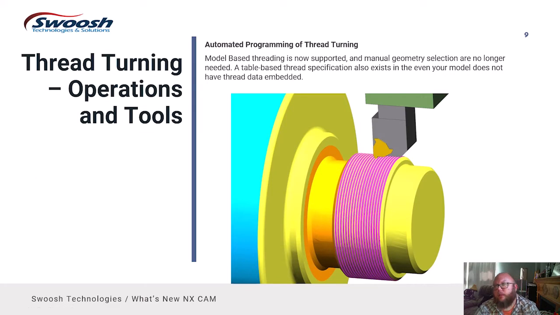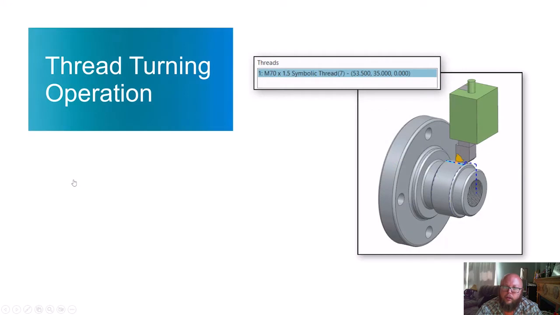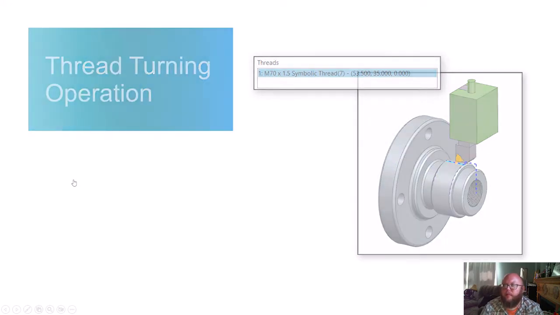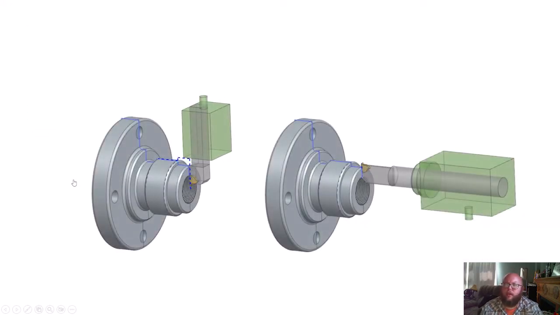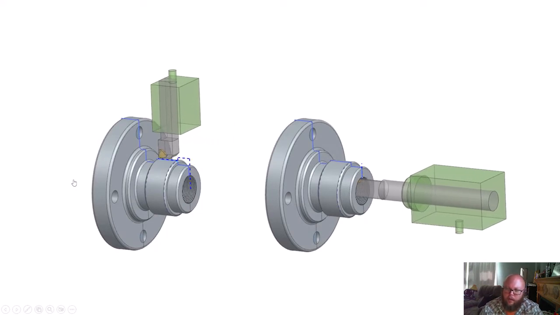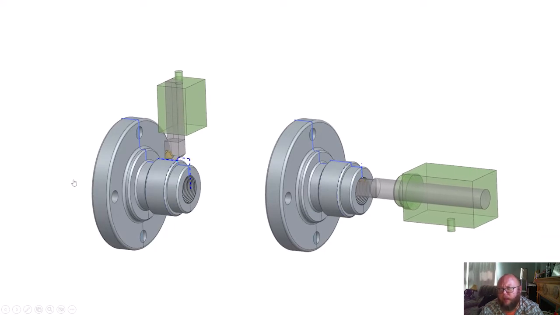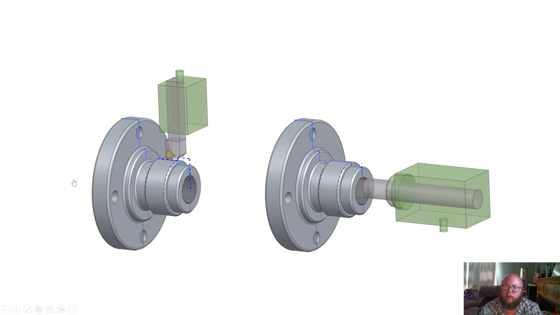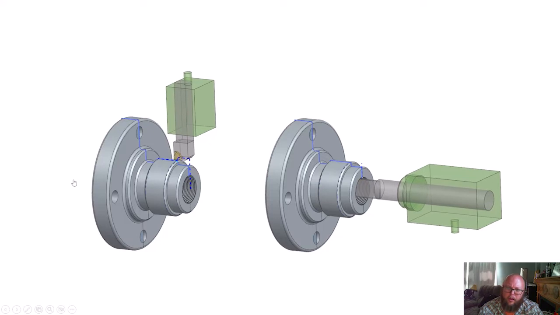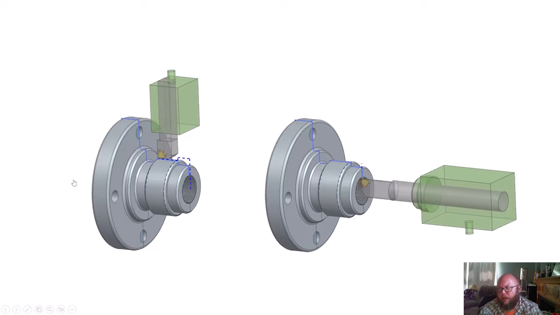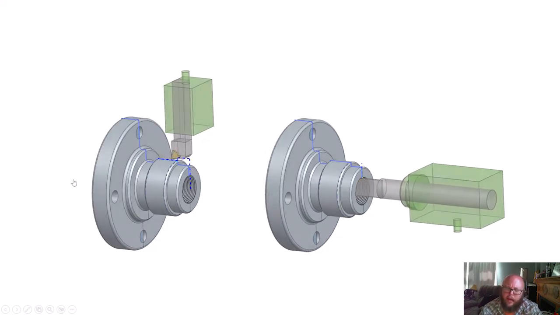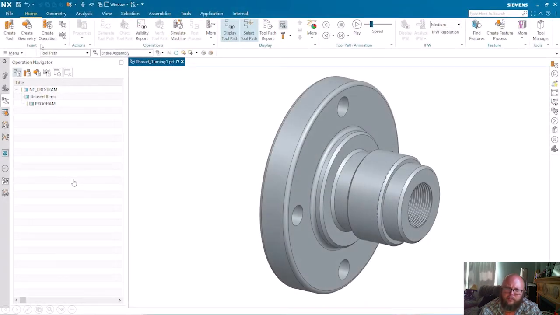So now on to talking about thread turning and operations, the tools and the operations. The new operation type is going to be much more familiar to some of the other latest, greatest operations like hole making, hole milling type support. If you're familiar with the legacy threading operations, they were very, very manual. You had to specify crest lines, root lines, things like this inside of the operation. A lot of manual selections.